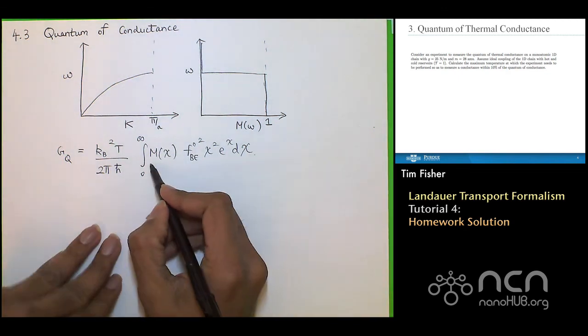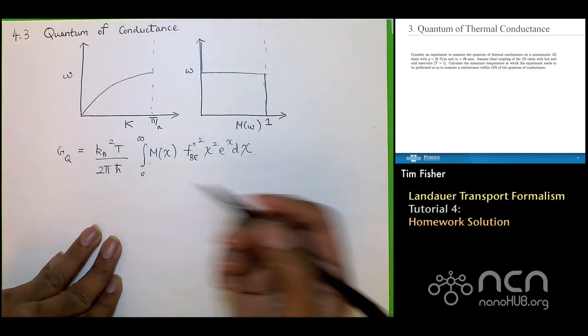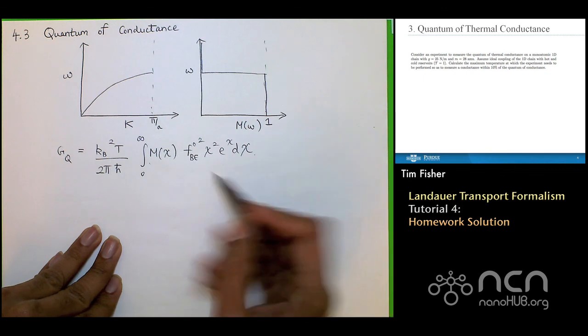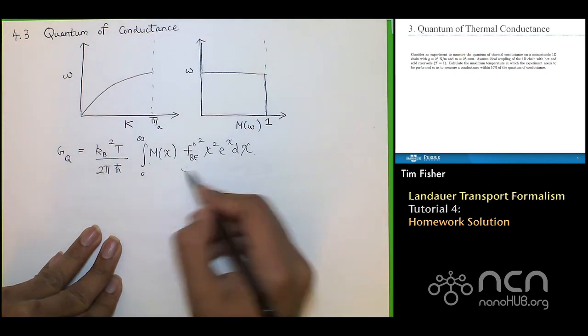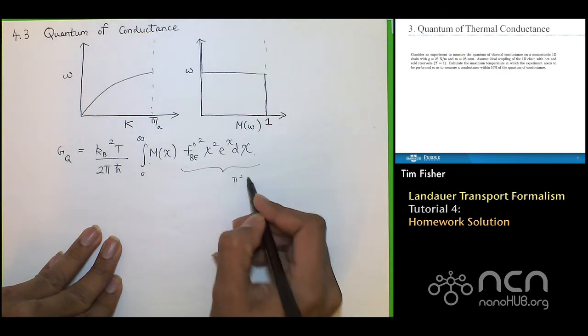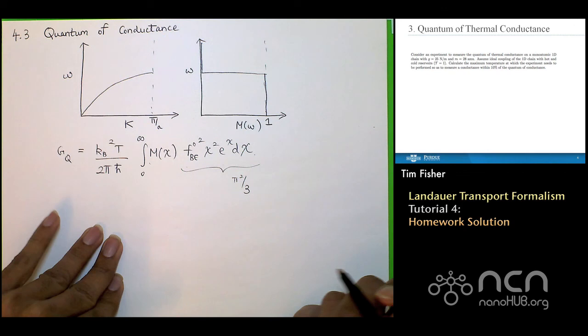Basically, when M(chi), or M(omega), is 1 for all frequencies, then we get the quantum of conductance. Then this integral basically turns out to be pi squared by 3, and we get the quantum of conductance.